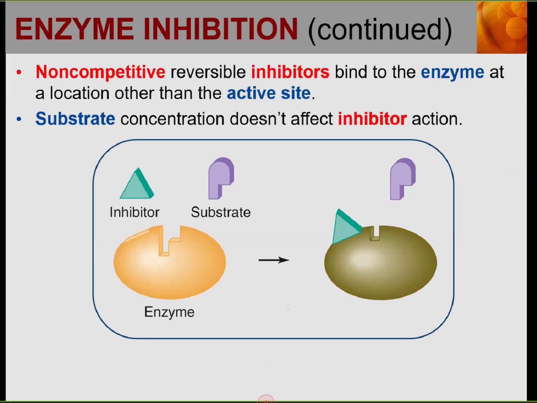So a non-competitive inhibitor then binds to an enzyme not at the reaction site where a substrate would go, but somewhere else on the enzyme, and causes the stereochemical structure of the enzyme to change such that the substrate no longer fits on the enzyme and the reaction doesn't occur.